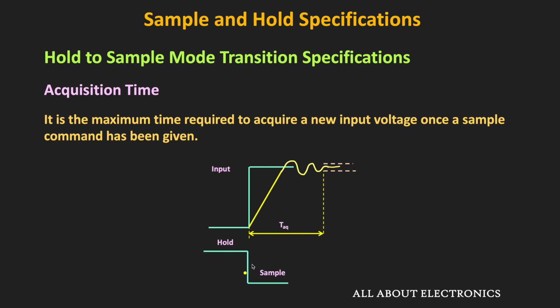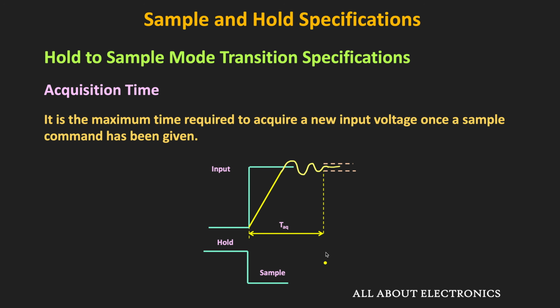Now during this hold period, if we see the input signal, it is still changing, right? But the sample and hold circuit is not tracking it. Once we apply the sample signal again, it starts tracking the input signal again. Ideally, it should reach the input immediately, but in reality, it will take some finite time to reach this new input level. Once the output of the sample and hold reaches within the specified error band around the input signal, we can say that the signal is acquired.